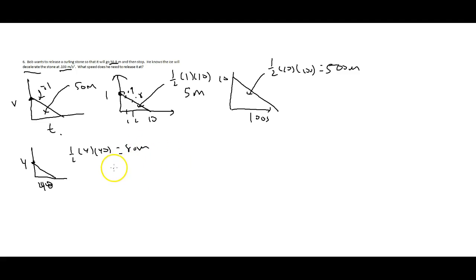So now I'm going to go to 3, and then let's go 2, actually. Let's do 2 and 20. That's 1/2 times 2 times 20, and I got 20 meters, which is way too little. So I'm starting to get tired of guessing here.